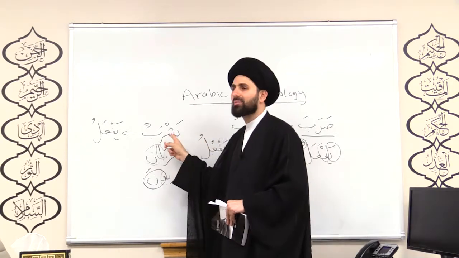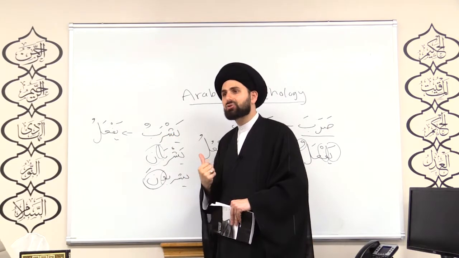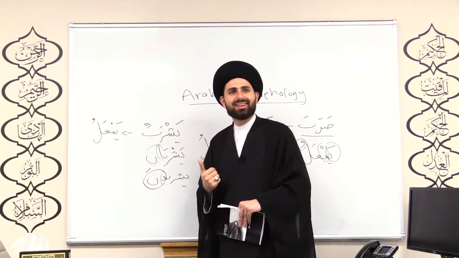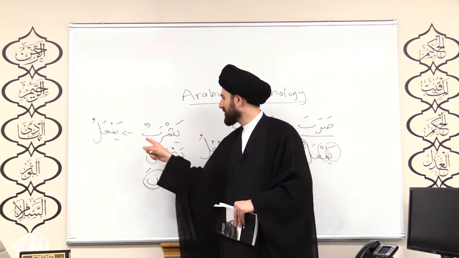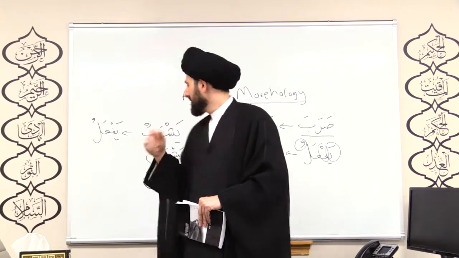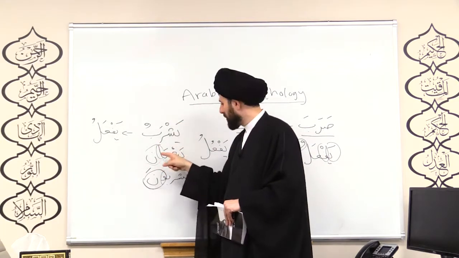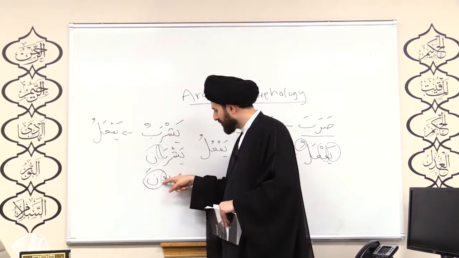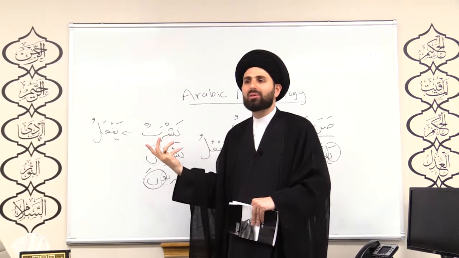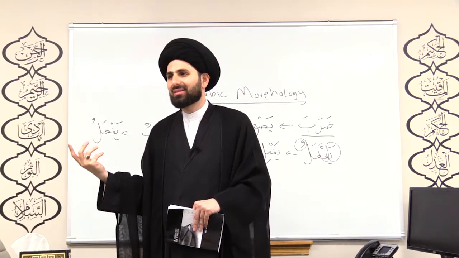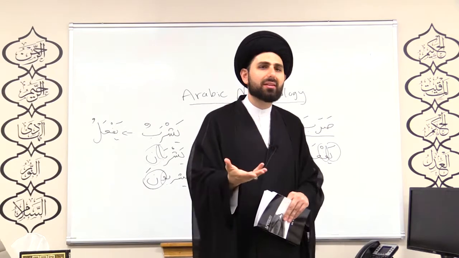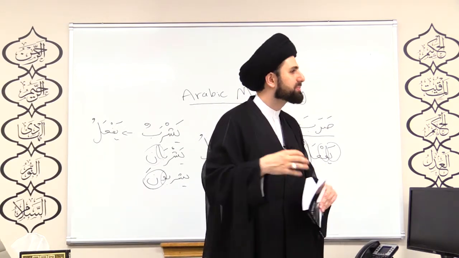Question. Look at yashrabu. He drinks. Where's the pronoun he? It's implied. Do you see a pronoun attached to this? No. So where's the pronoun? Where's the subject of it? See, when it comes to yashrabani, that dual pronoun is already stated here. Yashrabun, it's stated here. Yashrabu, where's the pronoun? Yeah. Huwa, because it's masculine. It's assumed, it's hidden. We call this damir mustatir, hidden pronoun, assumed pronoun. This is the first row.